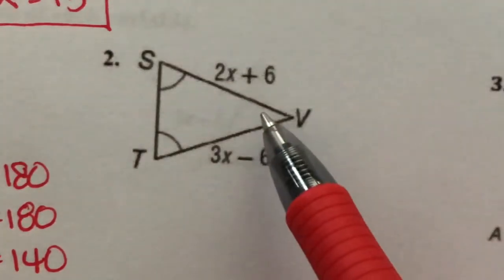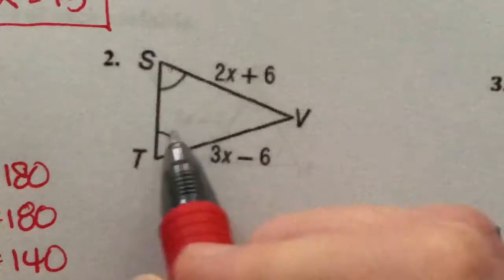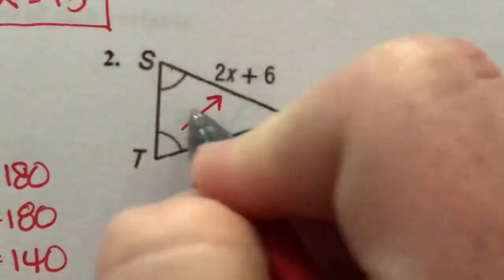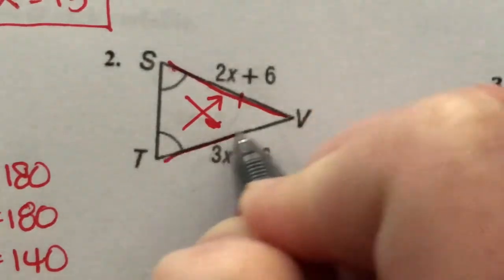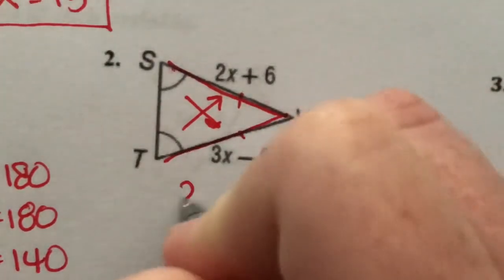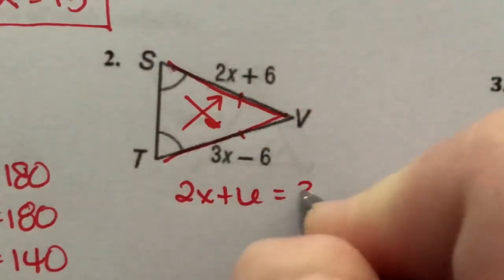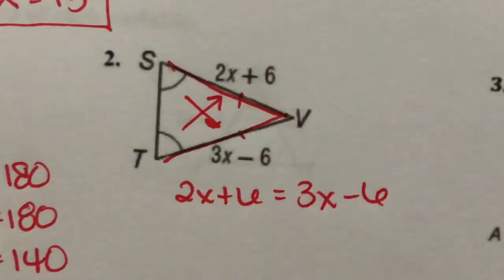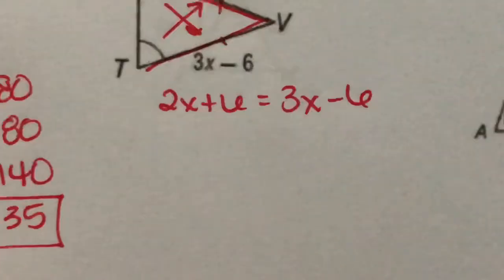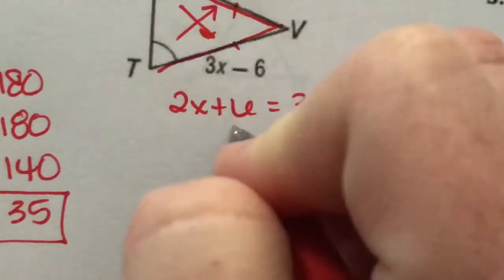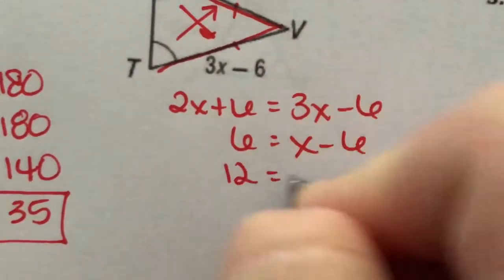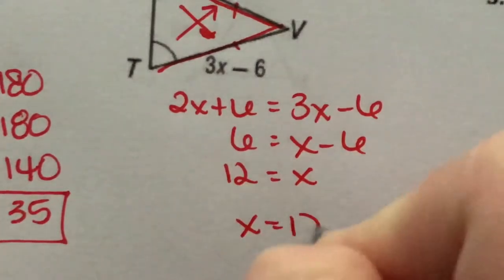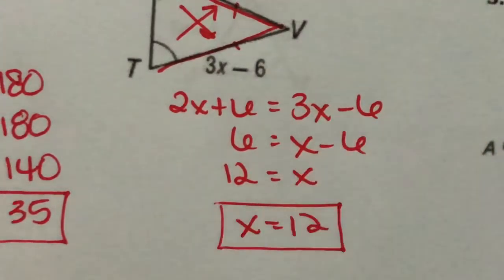Okay, here we have another isosceles triangle. We have two congruent angles. So these sides across from them have to be congruent. This guy congruent to this guy. So we set 2x plus 6 equal to 3x minus 6 and solve for x. Minus 2x, add 6. So x equals 12.